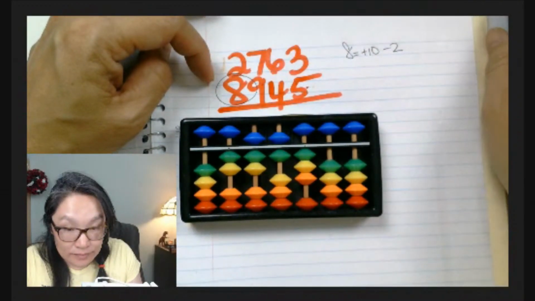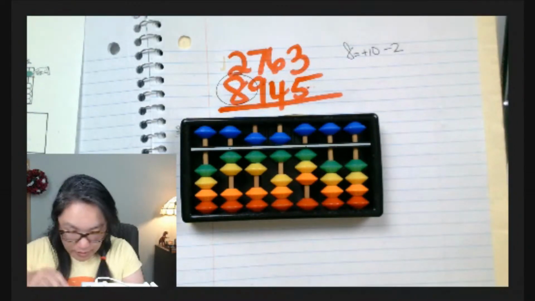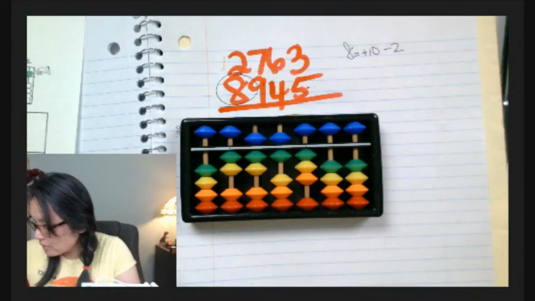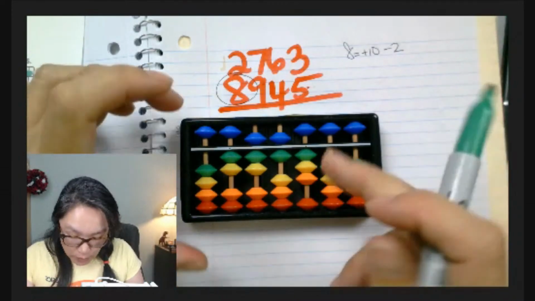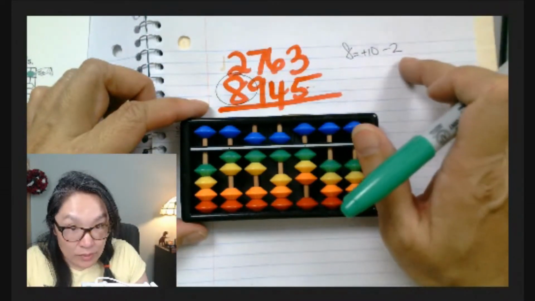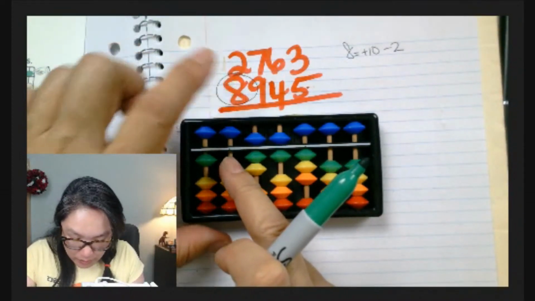I like fat markers. Okay, let's do that. We'll do green. So what we're going to do is plus the 10, take away the 2. So we're going to plus the 10 and take away the 2. So I'm done with the 8.